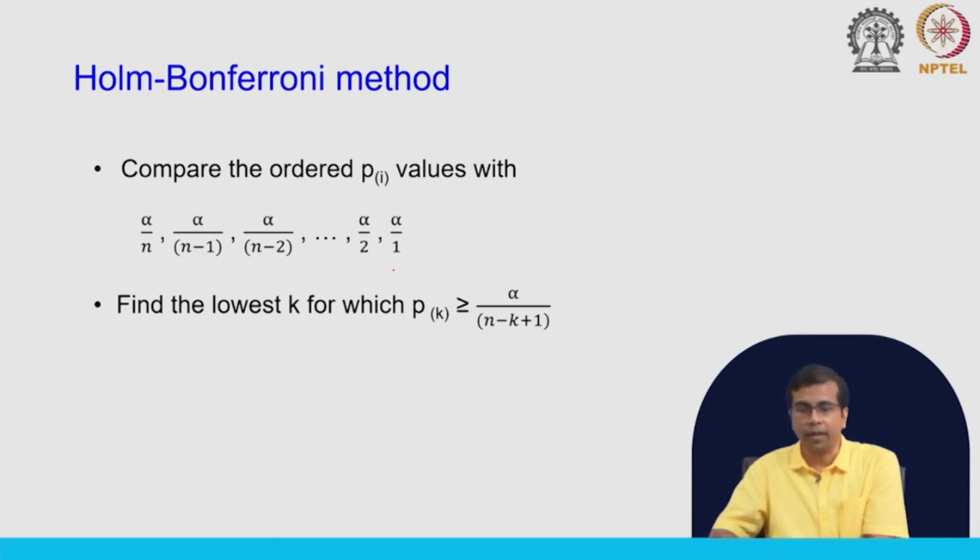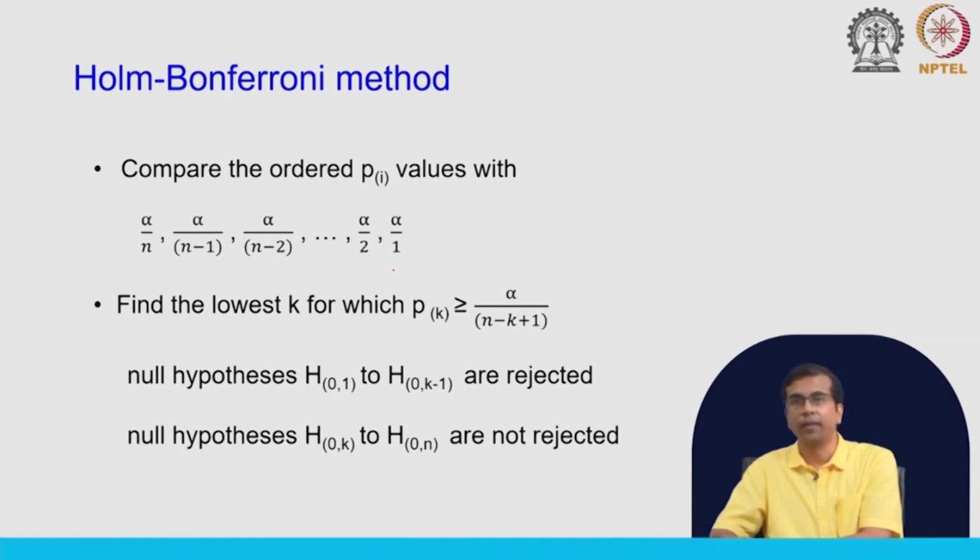So, let us say you find this at k equals 10. So, alpha divided by n minus 9. So, you are comparing this and you see that p 10 is greater than alpha divided by n minus 9. So, what do you do then? Once you find that, what you have to do is reject the null hypotheses h naught 1 to h naught k minus 1, and then you keep, or do not reject, the hypotheses h naught k to h naught n.